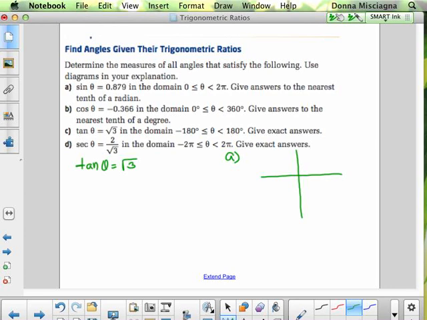Negative 180 goes this way, so this would be negative 180, and less than positive 180, so this would be positive 180. If you notice, together the two angles equal the whole circle. Though it's told to us a little bit differently, it still is the entire circle.